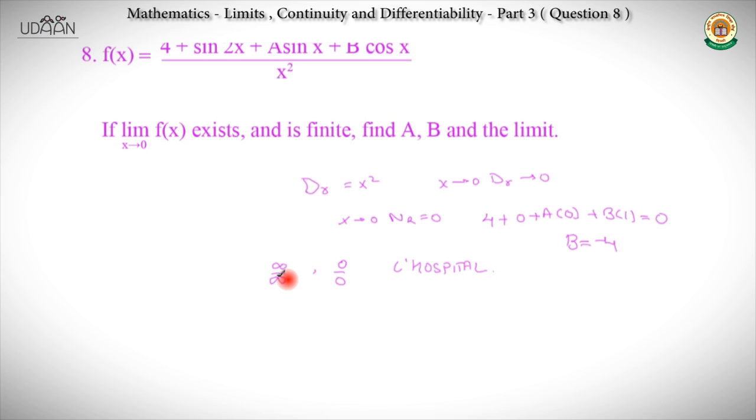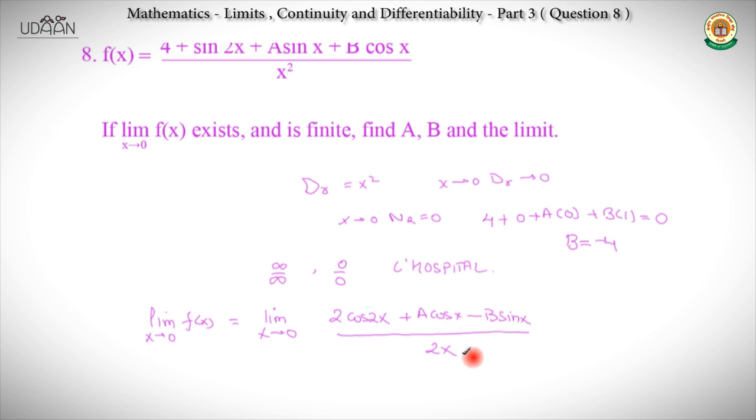So in this case, let's apply L'Hospital rule. When we apply L'Hospital rule, the limit as x tends to 0 would become 2 cos 2x plus a cos x minus b sin x, whole divided by 2x.